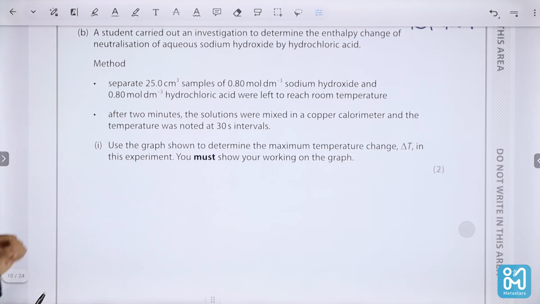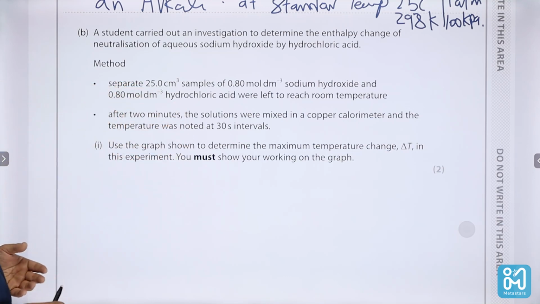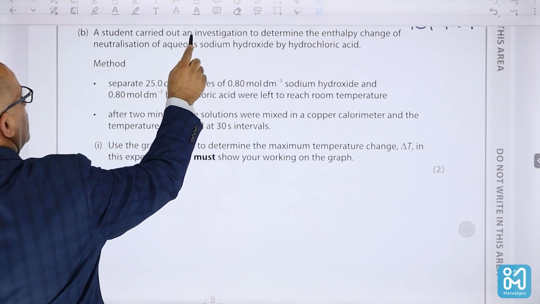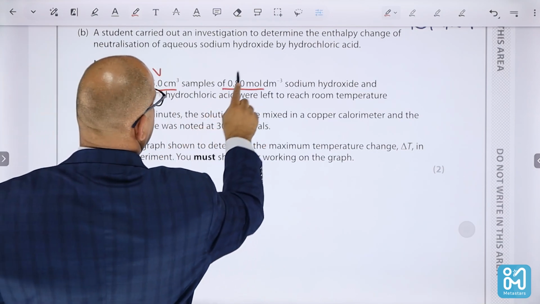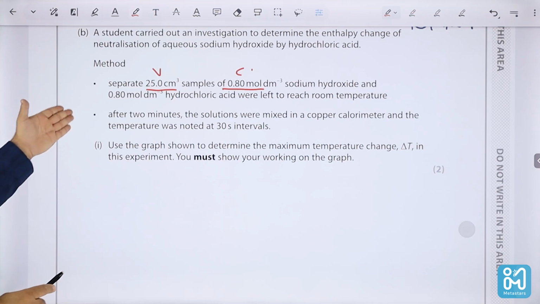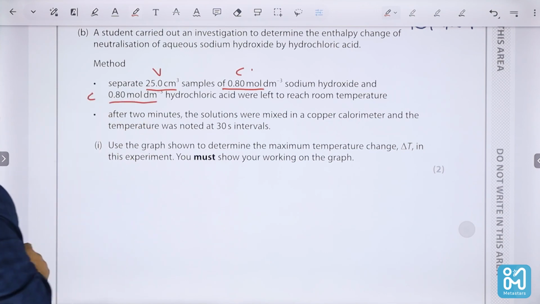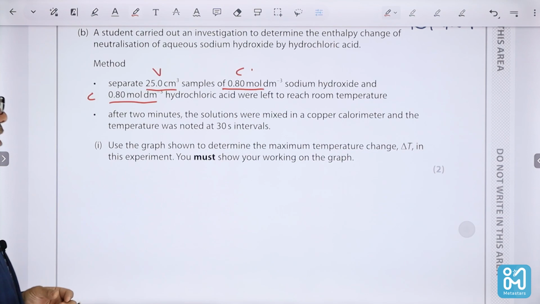Students carried out an investigation to determine the enthalpy change of neutralization of aqueous sodium hydroxide by hydrochloric acid. In the method, you separate 25 cubic centimeter samples. So it gave you the volume, and that's the concentration of sodium hydroxide, 0.80 mole per cubic decimeter. That's also the concentration of the acid. They were left to reach room temperature. After 2 minutes, the solutions were mixed in a copper calorimeter, and the temperature was noted at 30 second intervals.